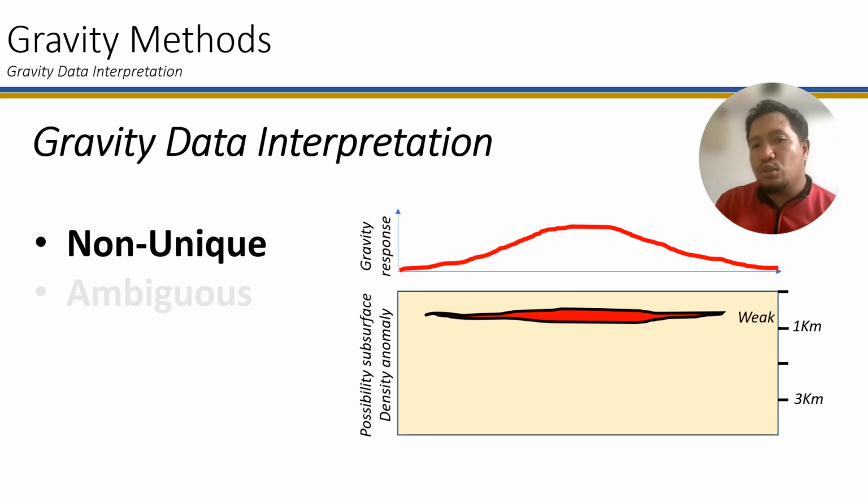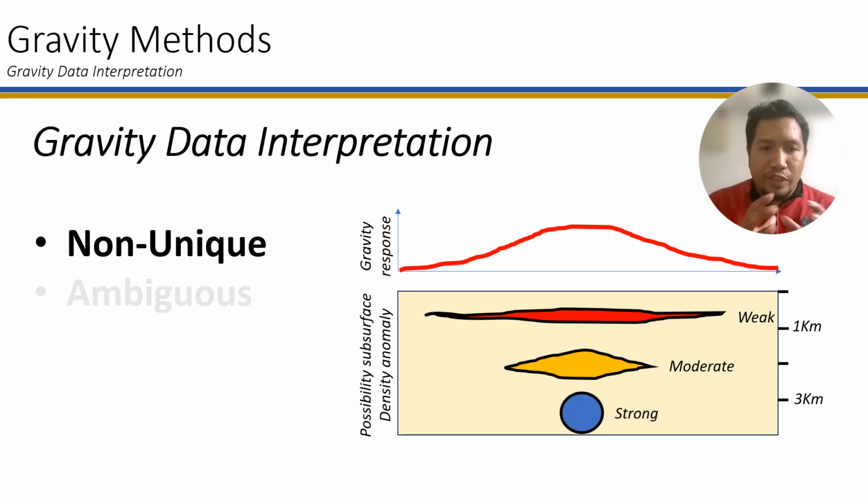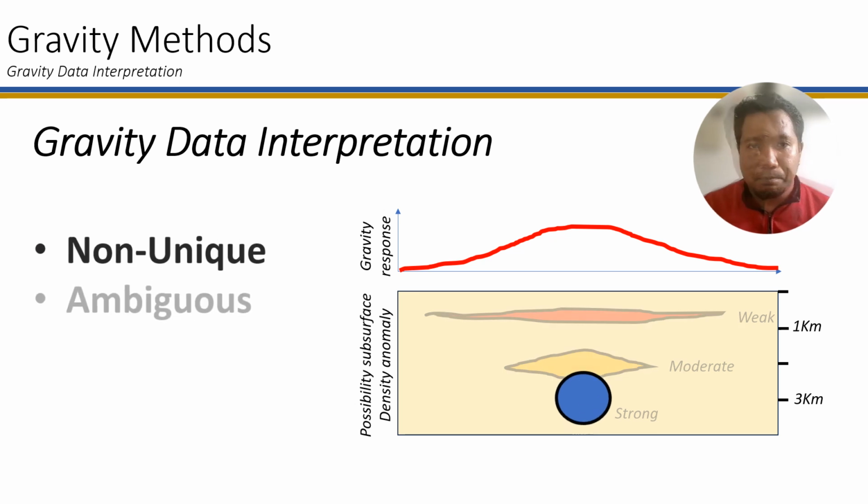For example, the illustration shows the response of gravity anomaly of an area. The source of response could be from many possibilities, either from a long, shallow, weak density body that is thickening at the center, or it could be a prism of moderate density body at the middle, or it could be a strong sphere mass at the deep part of the subsurface.